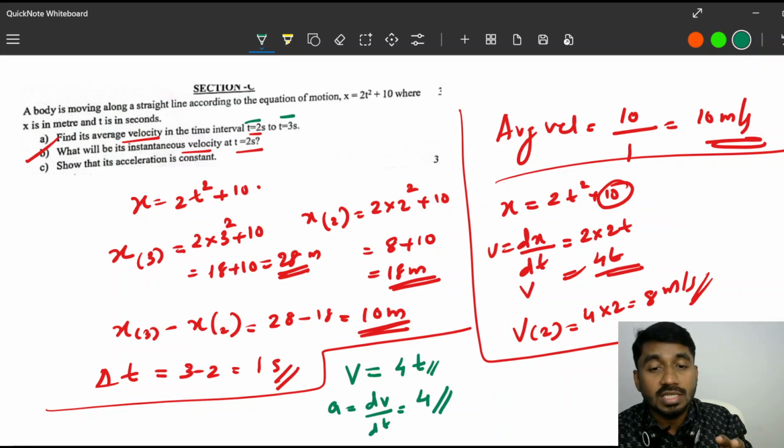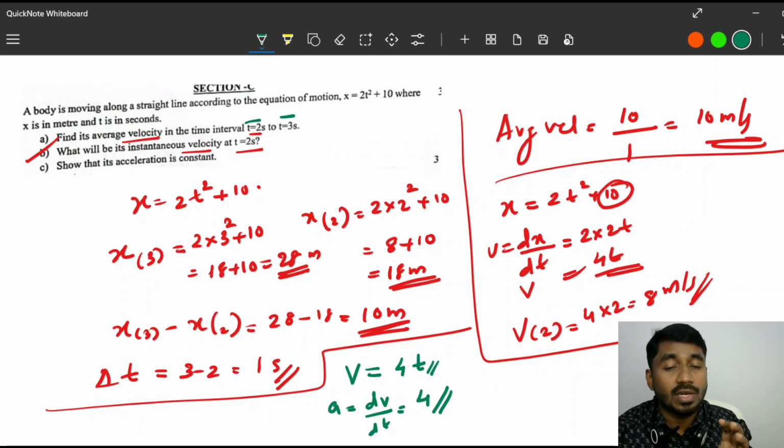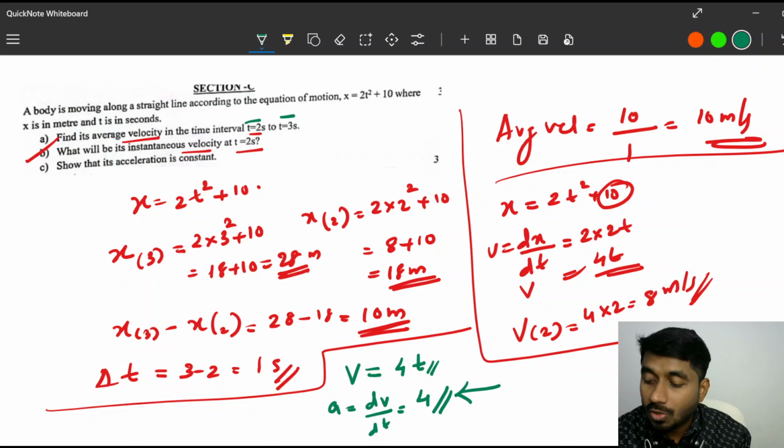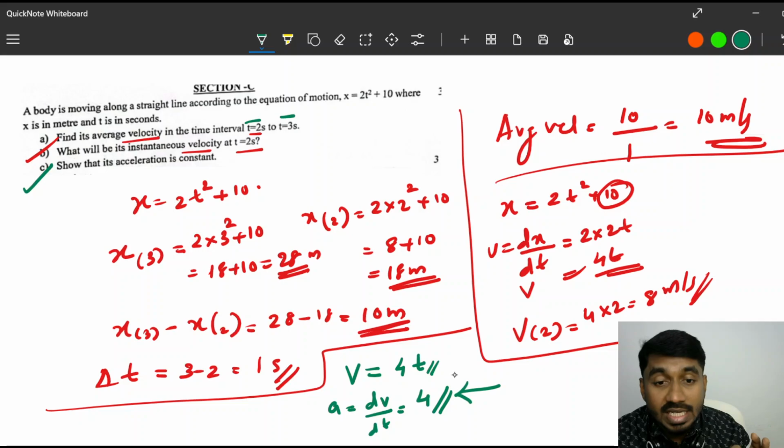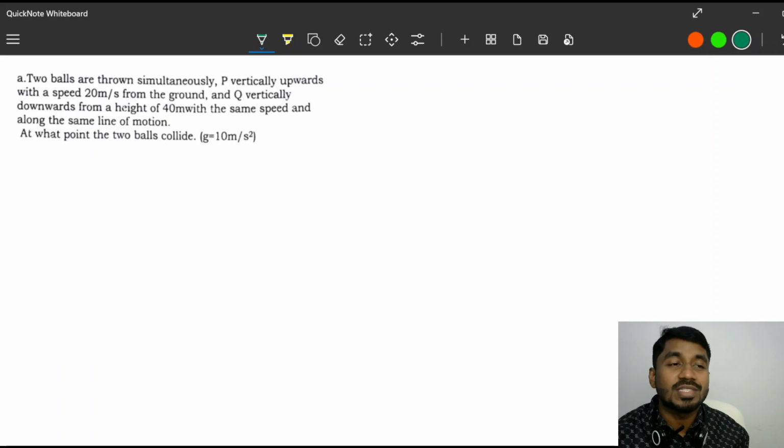Then we took the position equation and took the derivative, and we got the velocity. We took the velocity at 2 seconds, then created the acceleration, and we got the acceleration as 4, so we can say that acceleration is constant. Acceleration is constant because it is not changing with time, it is a constant value. Clear? Let's move on to the next question.